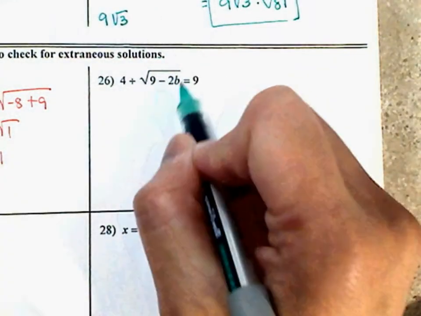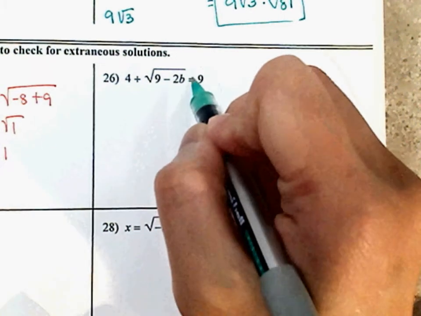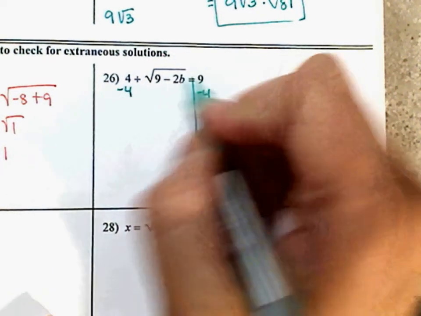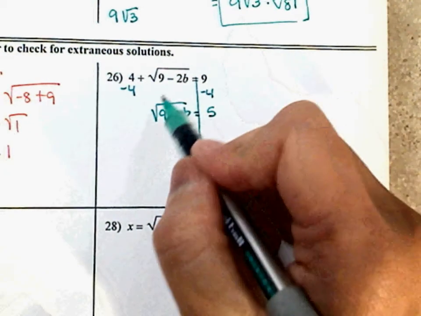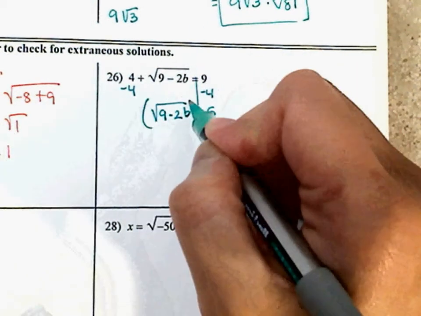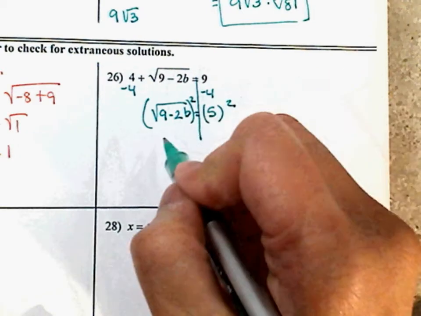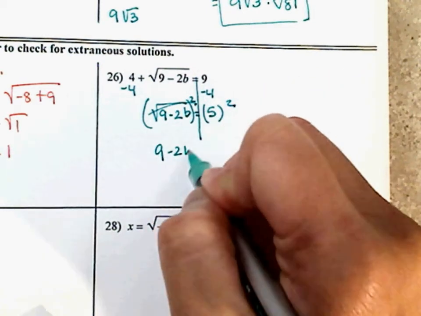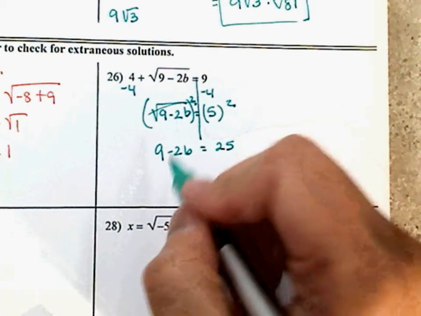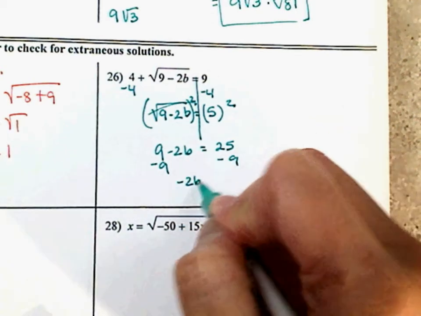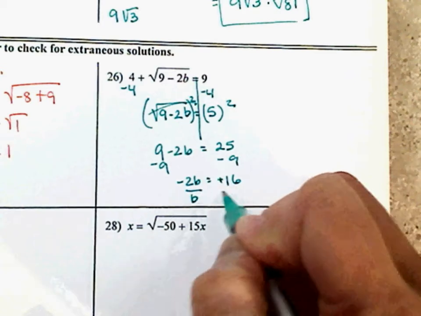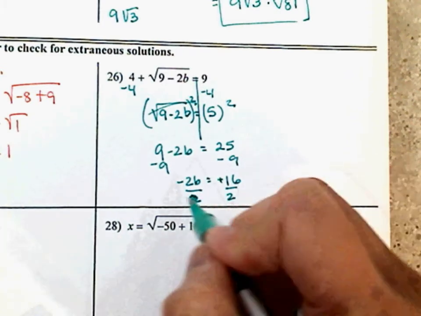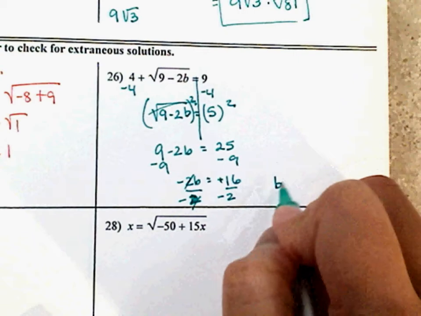Number 26. Keep these guys together, okay? So first of all, you're going to subtract 4. So that gives you the square root of 9 minus 2b is equal to 5. Get rid of your radical, get rid of your square root. Opposite of a square root is a square. That cancels, so you have 9 minus 2b equals 25. Solve for b, subtract 9. Negative 2b is positive 16. Divide by negative 2, my apologies. So b is equal to negative 8.